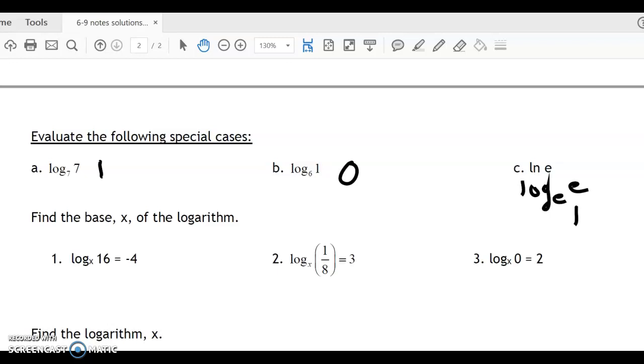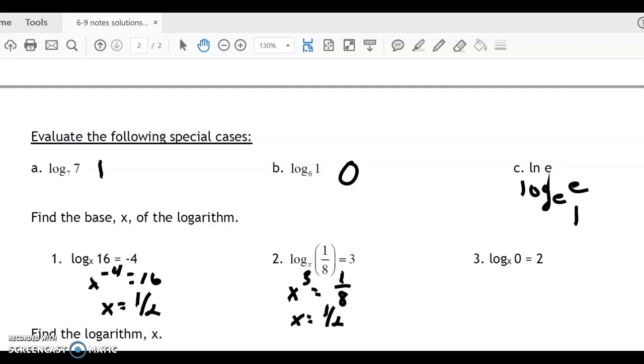Find the base. So in problem number 1, rewrite it. X to the -4th equals 16. So if you think about what power here, x would have to be 1/2. X to the 3rd equals 1/8 on number 2. So x would have to be 1/2. So two different scenarios where x is 1/2, but different looks with negatives, etc.